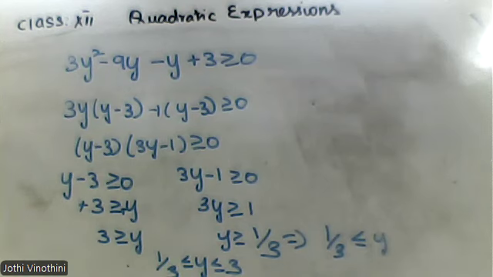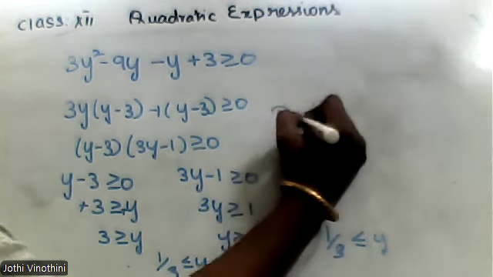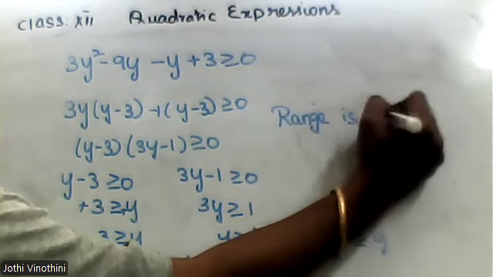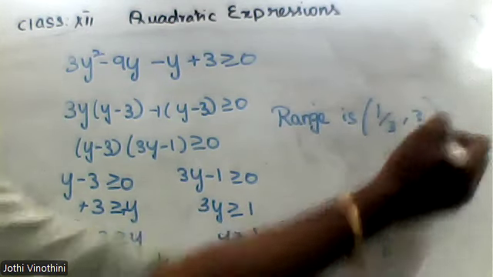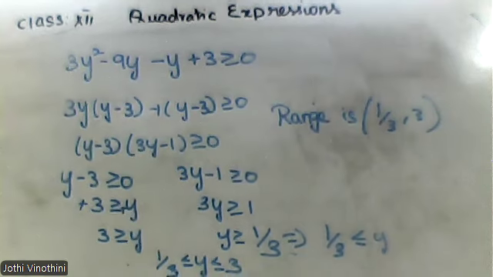Right. So the range, I can write it here. From this we can say the range is 1 by 3 and 3. So I will write it here. Range is 1 by 3 comma 3. Okay? So I will give you one more minute so that you can copy this.